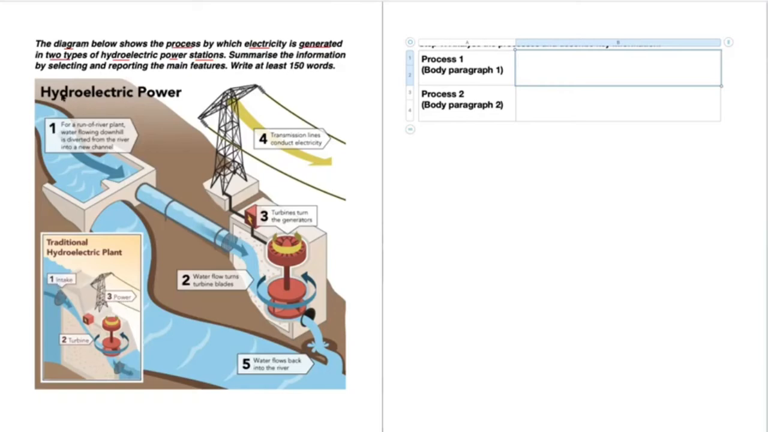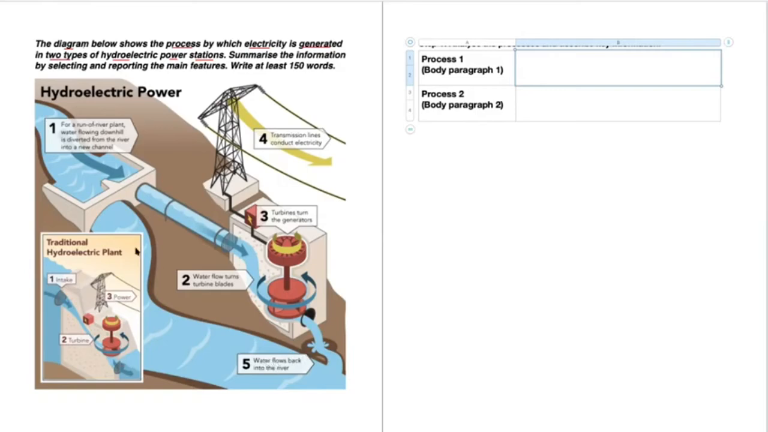Here in hydroelectric power, we see 1, for a run of river plant, water flowing downhill is diverted from the river into a new channel. Then we see 2, water flow turns turbine blades. Number 3, turbines turn the generators. Number 4, transmission lines conduct electricity. And then number 5, water flows back into the river.